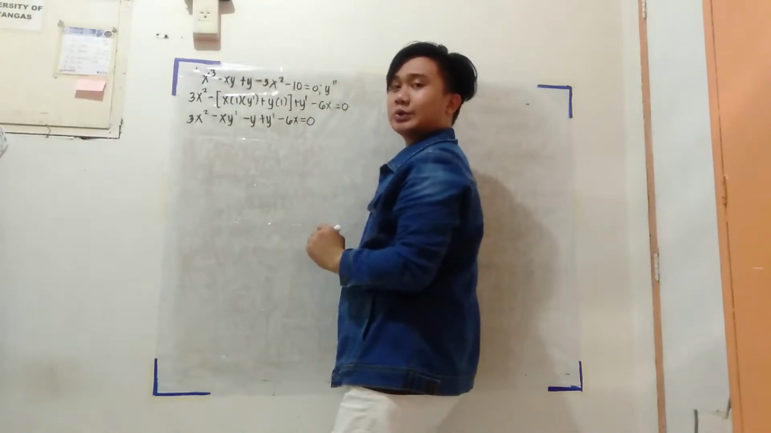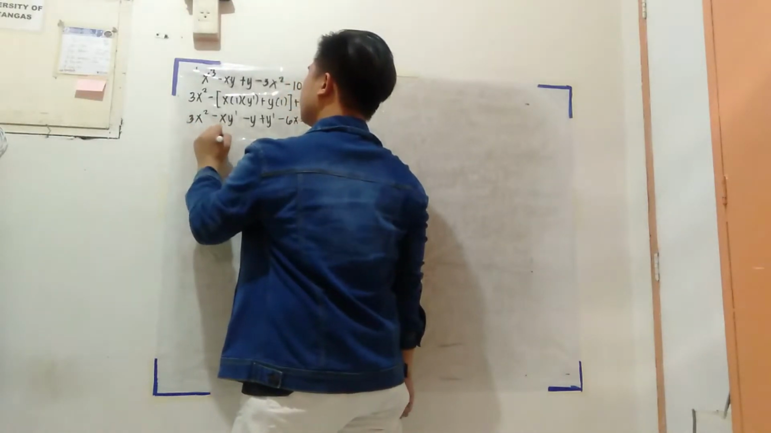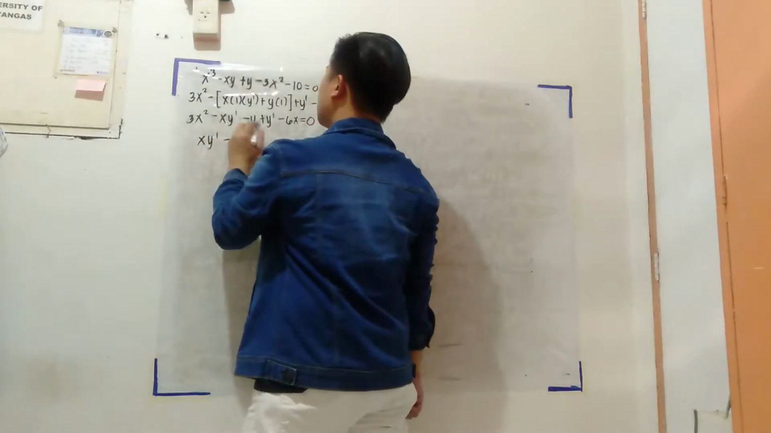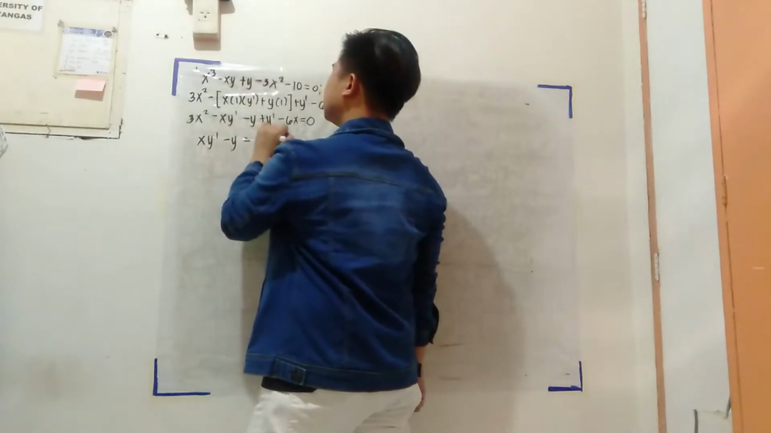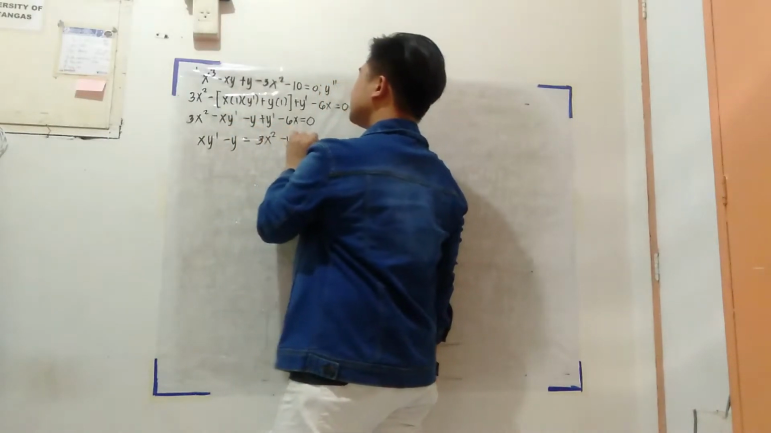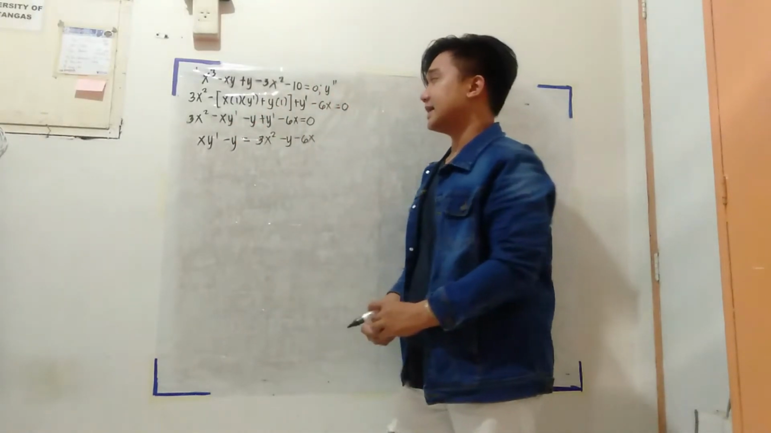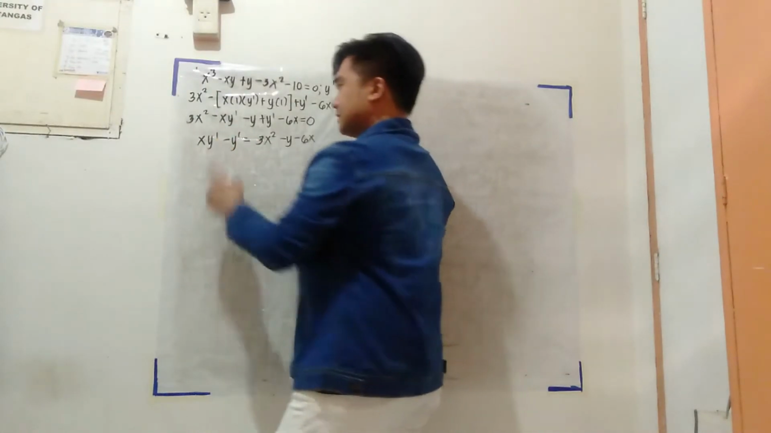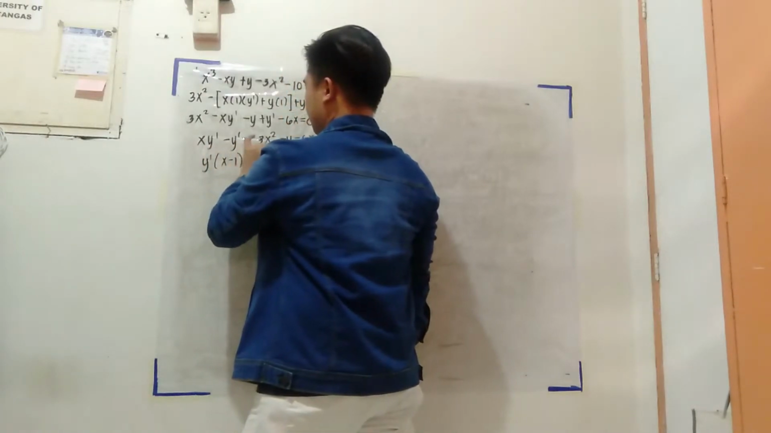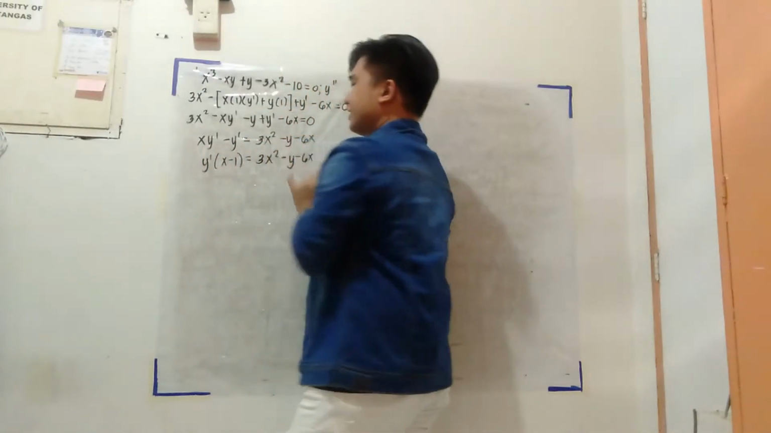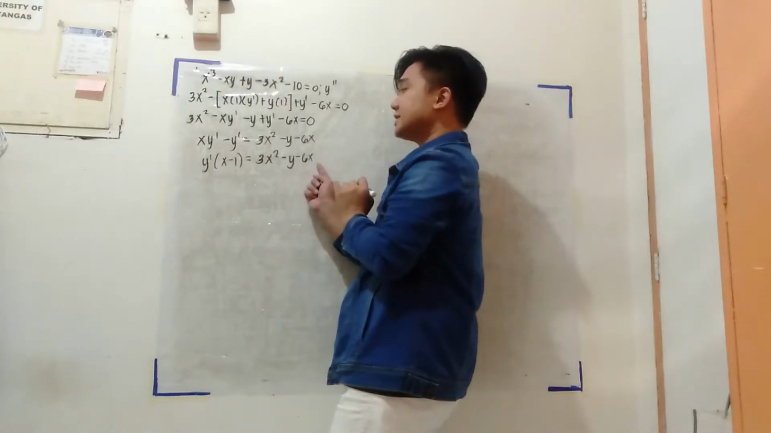And then, pagsamahin ko yung like terms. So, meron ako ditong xy prime minus y equal to 3x squared minus y minus 6x. Ito, dinala ko lang doon, then pinagbaligtad ko lang sila ng tayo. Sorry, this is y prime. Then, factor out ko si y prime. I have now y prime quantity x minus 1 equal to 3x squared minus y minus 6x.